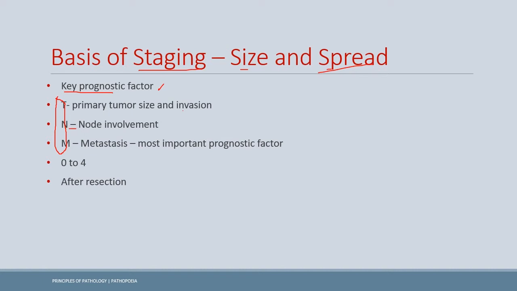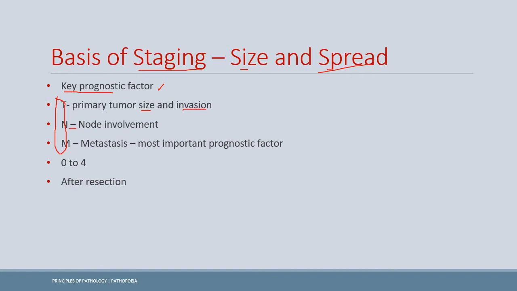Now, what is the TNM staging method? First of all, T represents the tumor size and invasion. Size is usually important in the case of solid tumors. Let's say, for example, we have breast tumor or prostate cancer. However, invasion is important in cancers which are in cavities, like colon carcinoma, or sometimes size and invasion both are important, in case of ovarian carcinoma.